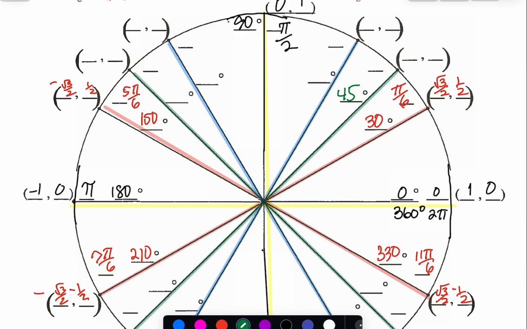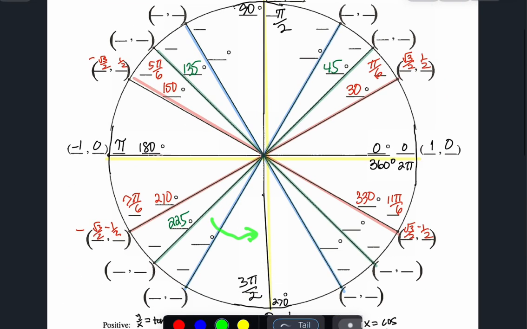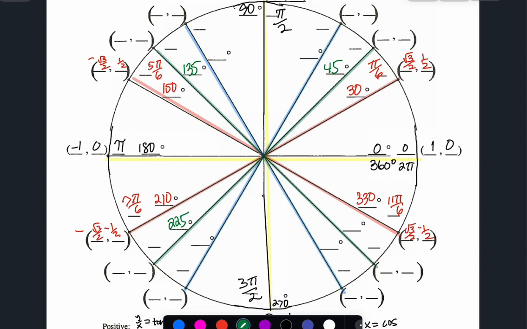So you're just counting by 45s. You know, 45, 90, we're going 45 again. So I just add 45, I get 135. 45 more is 180. The next 45 is 225. Add another 45, it gets you to 270. Add another 45, 270 plus 45 is 315.